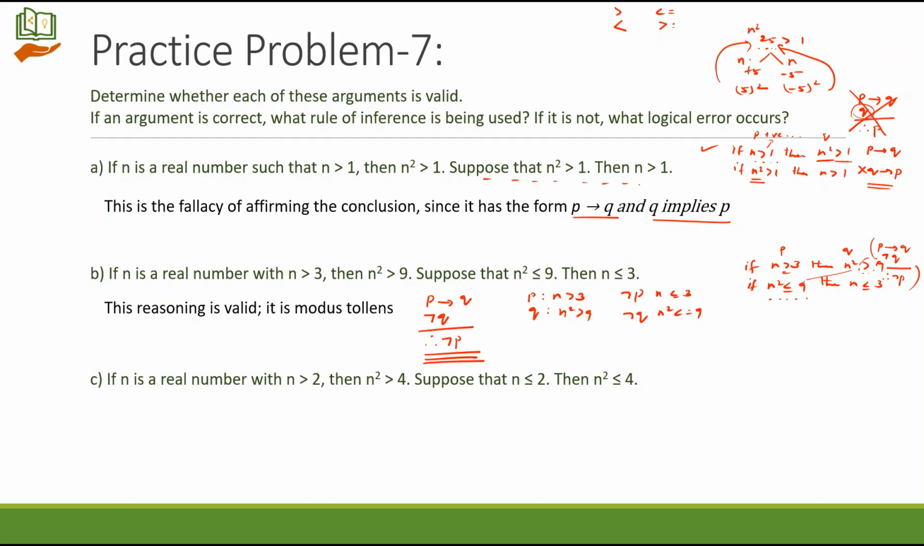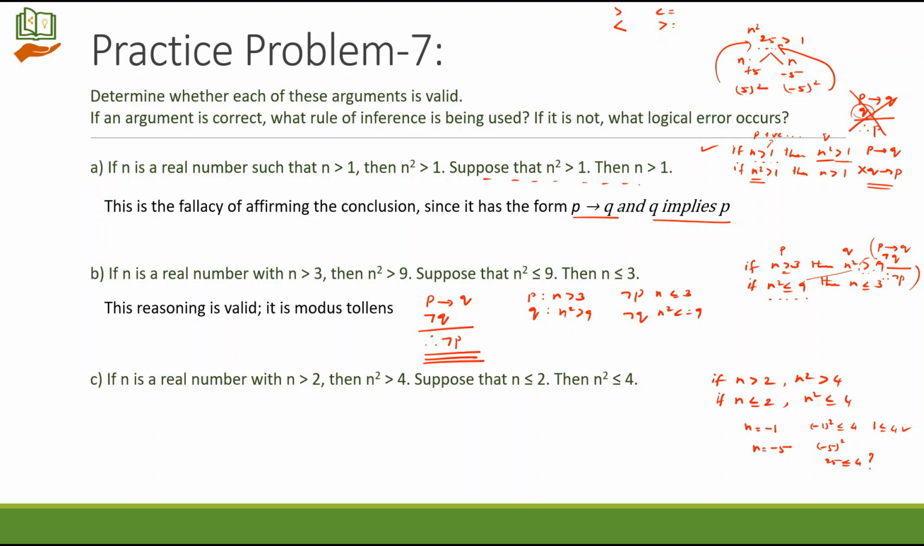Next one. If n is a real number with n greater than 2, then n square is greater than 4. Suppose that n is less than or equal to 2. Then n square is less than or equal to 4. What about n equal to minus 1? Minus 1 the whole square will be 1, and 1 is less than or equal to 4, which is fine. What about n equal to minus 5? Minus 5 the whole square will be 25. Is 25 less than or equal to 4?